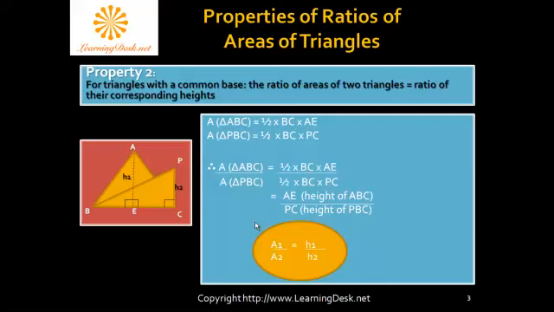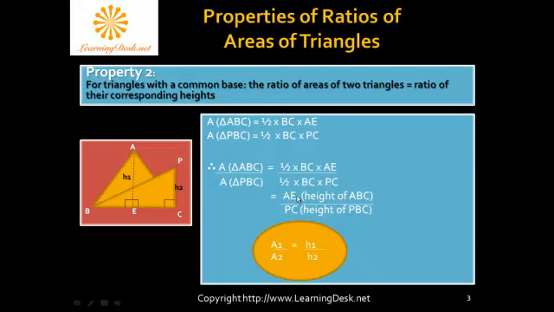And you see H1 is the height of ABC, which is AE, and PC is perpendicular to CB, which means that PC is the height H2 of the triangle PBC. So again, we have the area of ABC as half of BC into AE, and area of PBC is equal to half of BC into PC. So the area of ABC divided by the area of PBC will be half of BC into AE divided by half of BC into PC. And here half BC and half BC cancel out. So you are left with AE over PC.